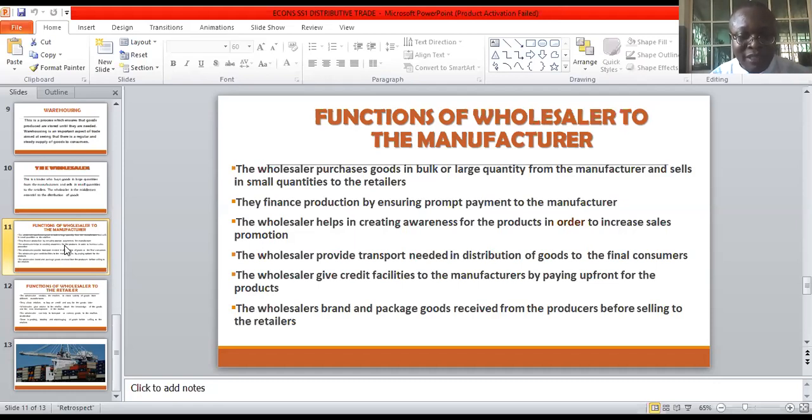The fourth one is that the wholesaler provides the transport needed. He must provide the transport that will convey the goods to the consumer.